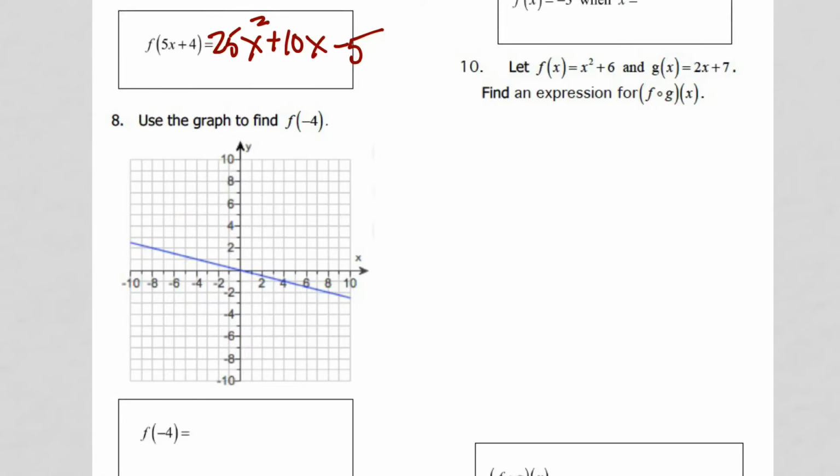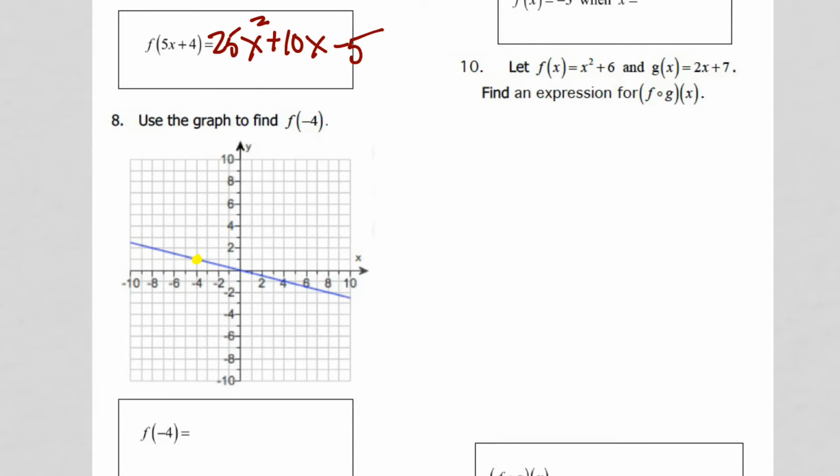And now in number 8, I expanded this thing a little bit here. In number 8, we want to find f of negative 4. So the input is negative 4. Remember, the horizontals are the input values. The verticals are the output values. So let's find the input of negative 4. We'll come down to the x, 1, 2, 3, 4. There's negative 4. Follow it to the graph. Looks like it hits the graph right here.